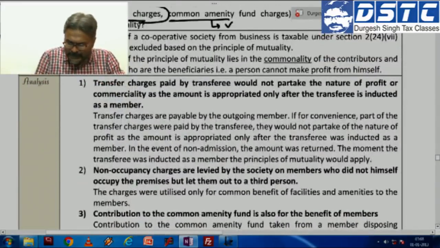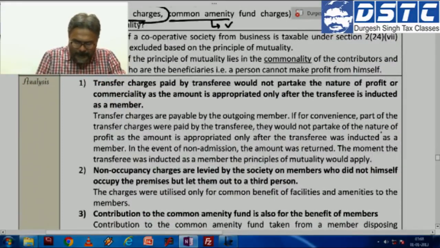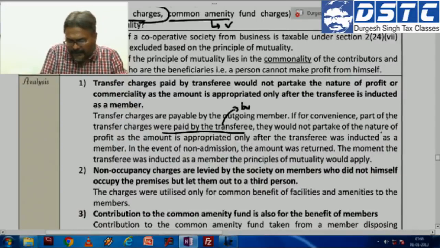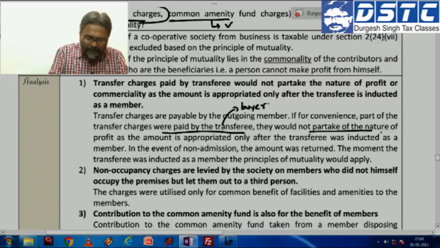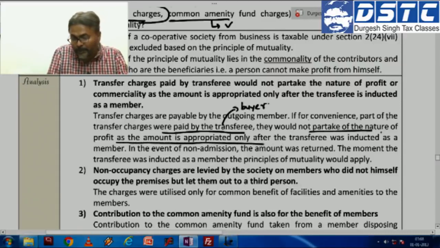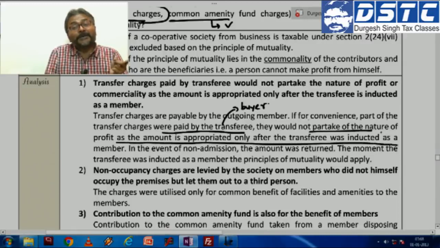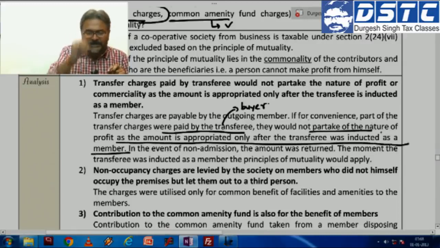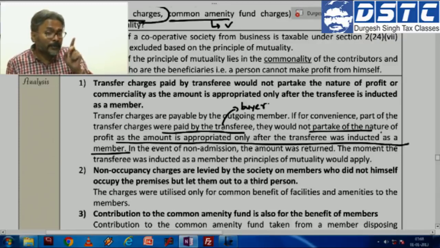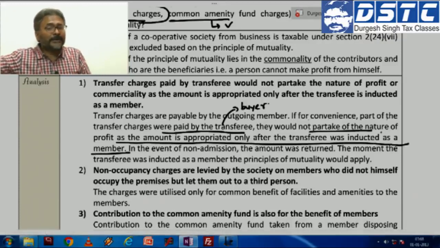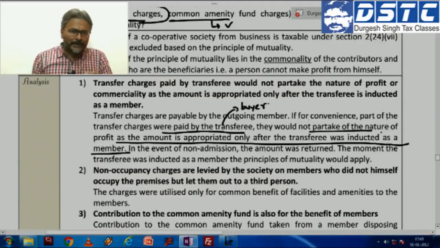If you see, students, herein, if for convenience part of transfer charges were paid by the transferee, means buyer, they would not partake in the nature of profit. They will not be considered as profit. Why will it not be considered as profit? As the amount is appropriated only after the transferee was inducted as a member. This is a key word. The amount is appropriated or applied only after the transferee was inducted as the member. So this is a key point, students.